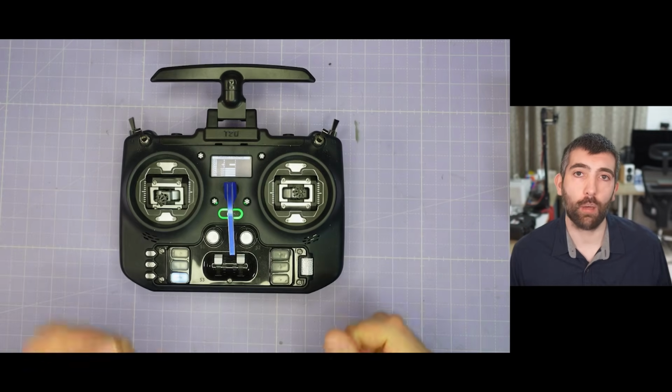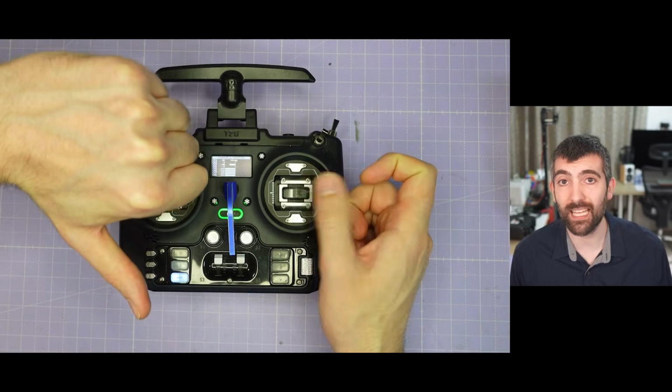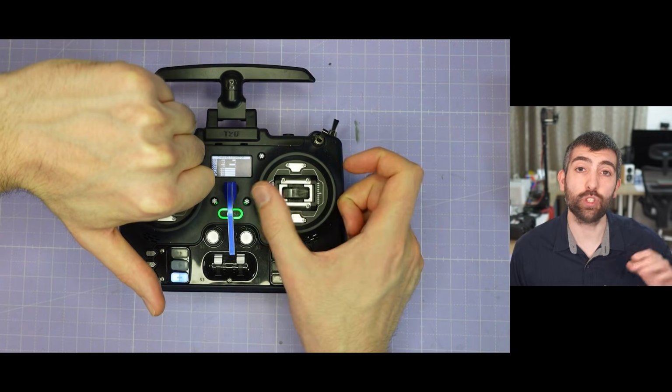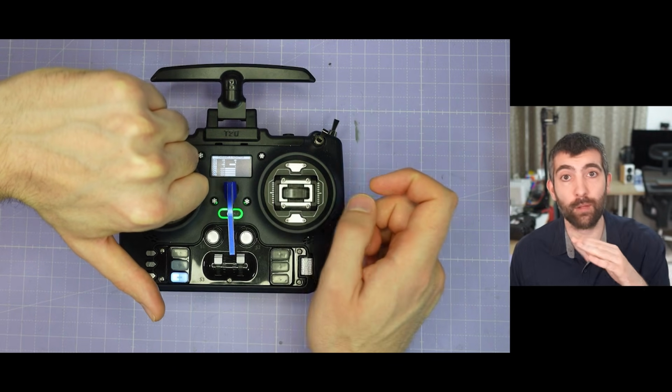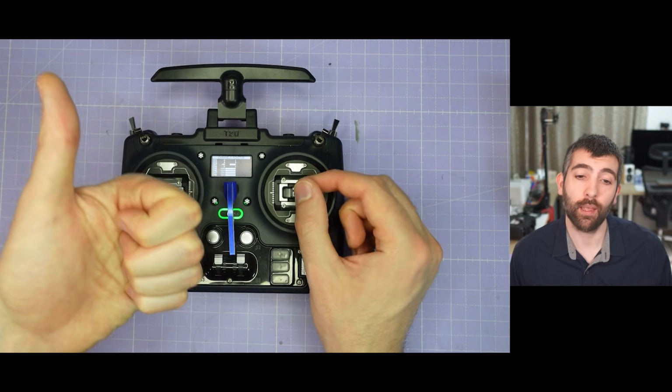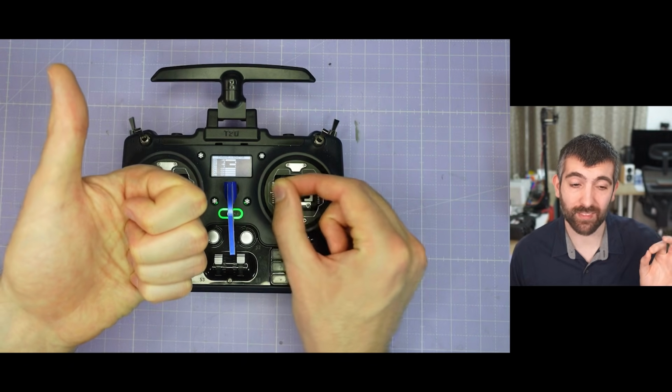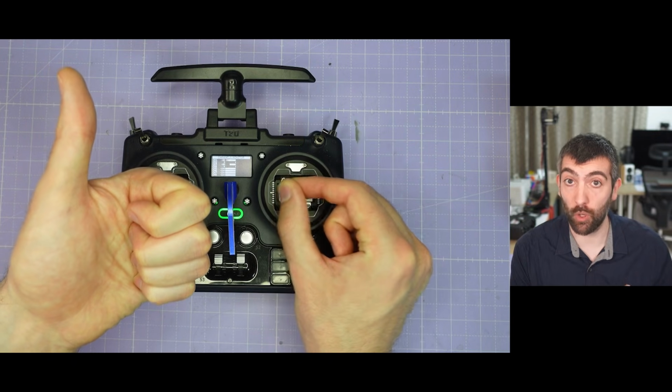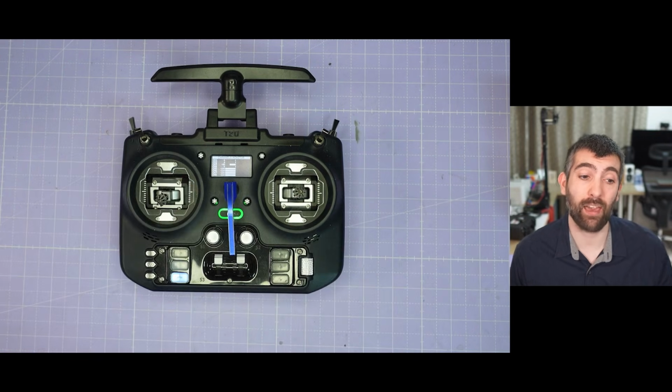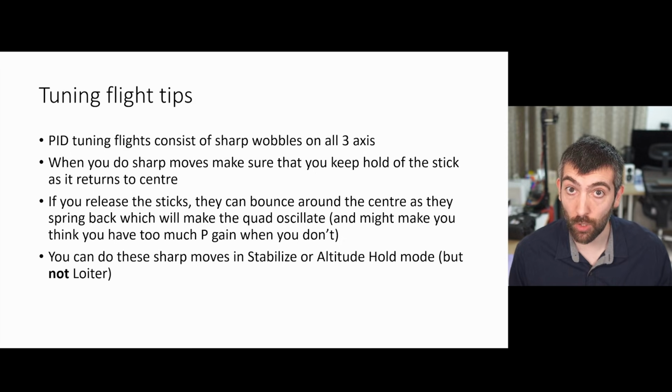When you do these sharp moves, make sure you keep hold of the stick as it comes back to center. If you just release the sticks and let them bounce back to center under their own spring action, they can oscillate around the center, and that can make the drone oscillate, which might make you think you have too much P gain when you actually don't.